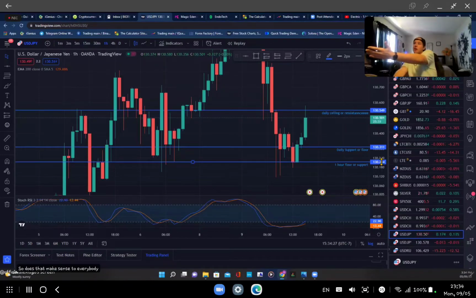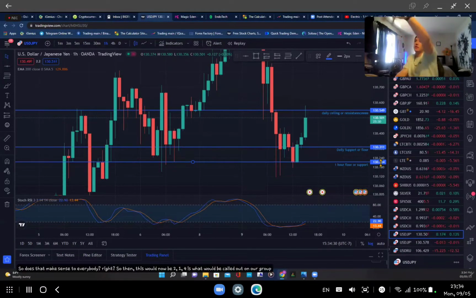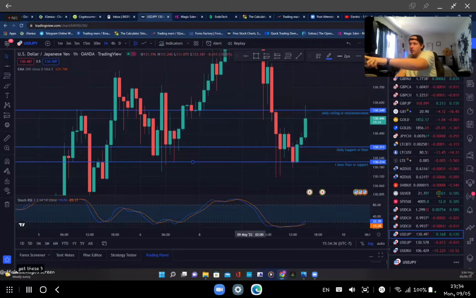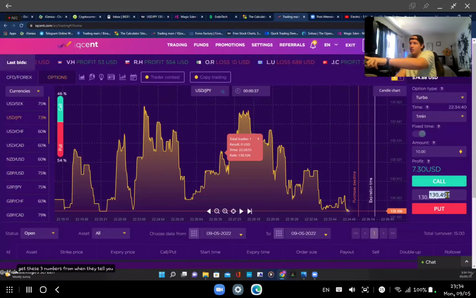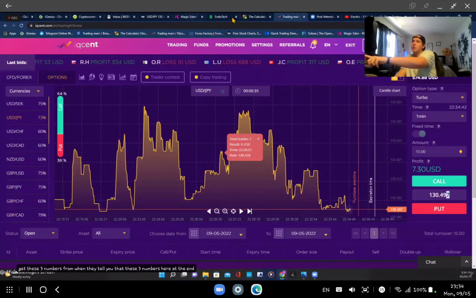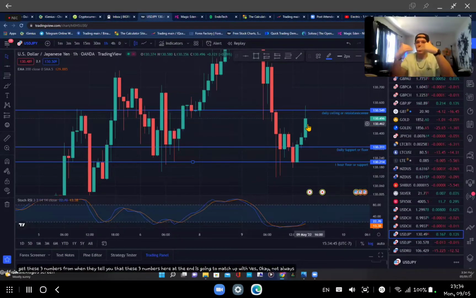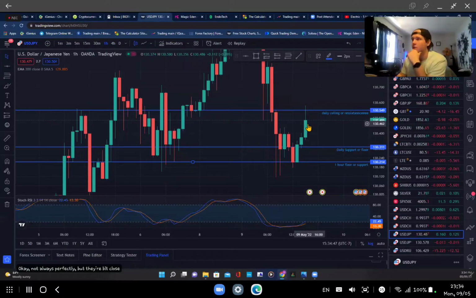So then this would now be 214 is what would be called out on our group calls. They'd say the 214 if this level was accurate. All right. So that's where you get these 3 numbers from. When they tell you that, these 3 numbers here at the end are going to match up with these, okay? Not always perfectly, but they'll get close, and you'll start to learn that with experience, all right?